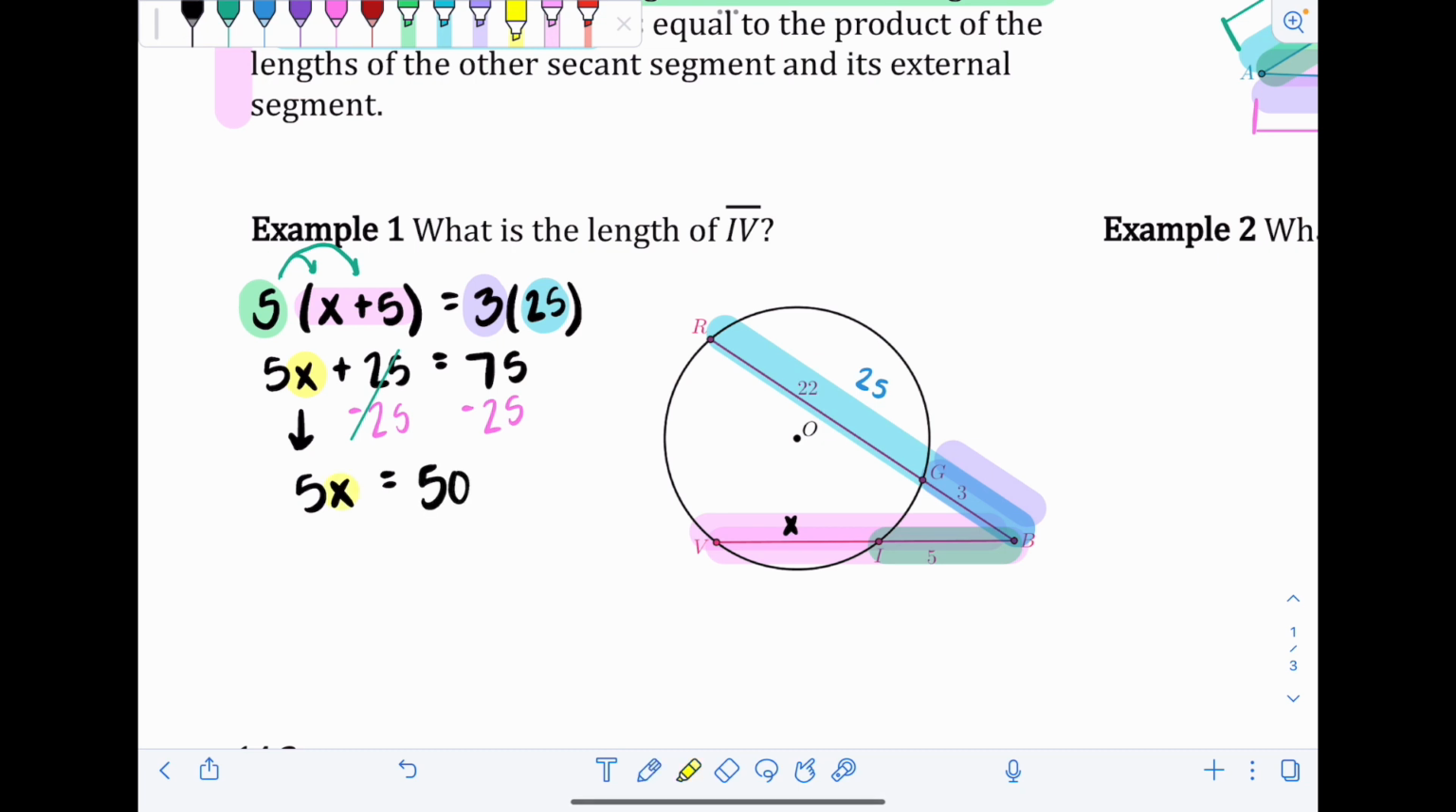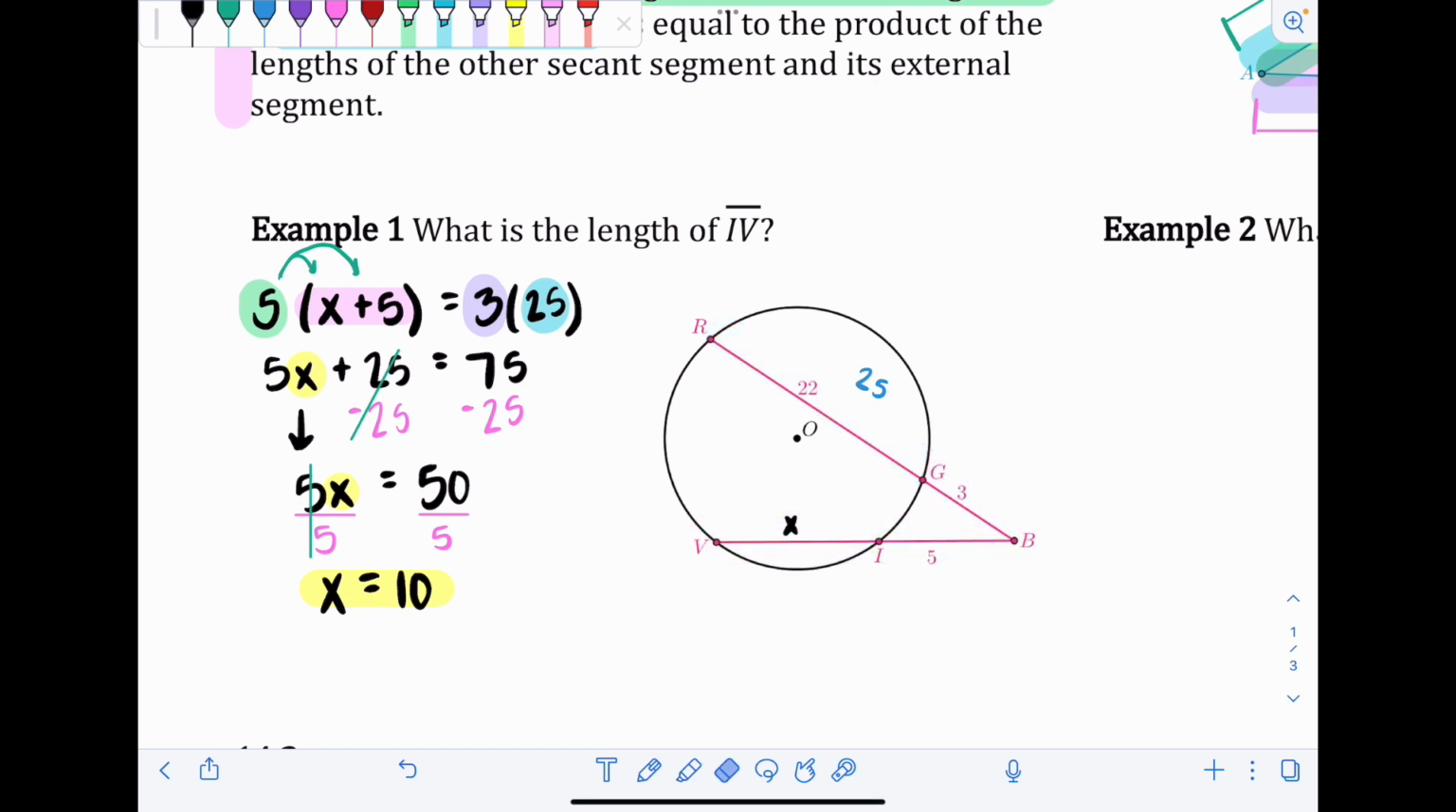Still trying to get X isolated, now I have a 5 that's being multiplied by it, so I'll divide both sides by 5. 5 divided by 5 cancels out, so I'm left with just X, and 50 divided by 5 is 10. So I have X equals 10, but this problem was asking for what is the length of IV.